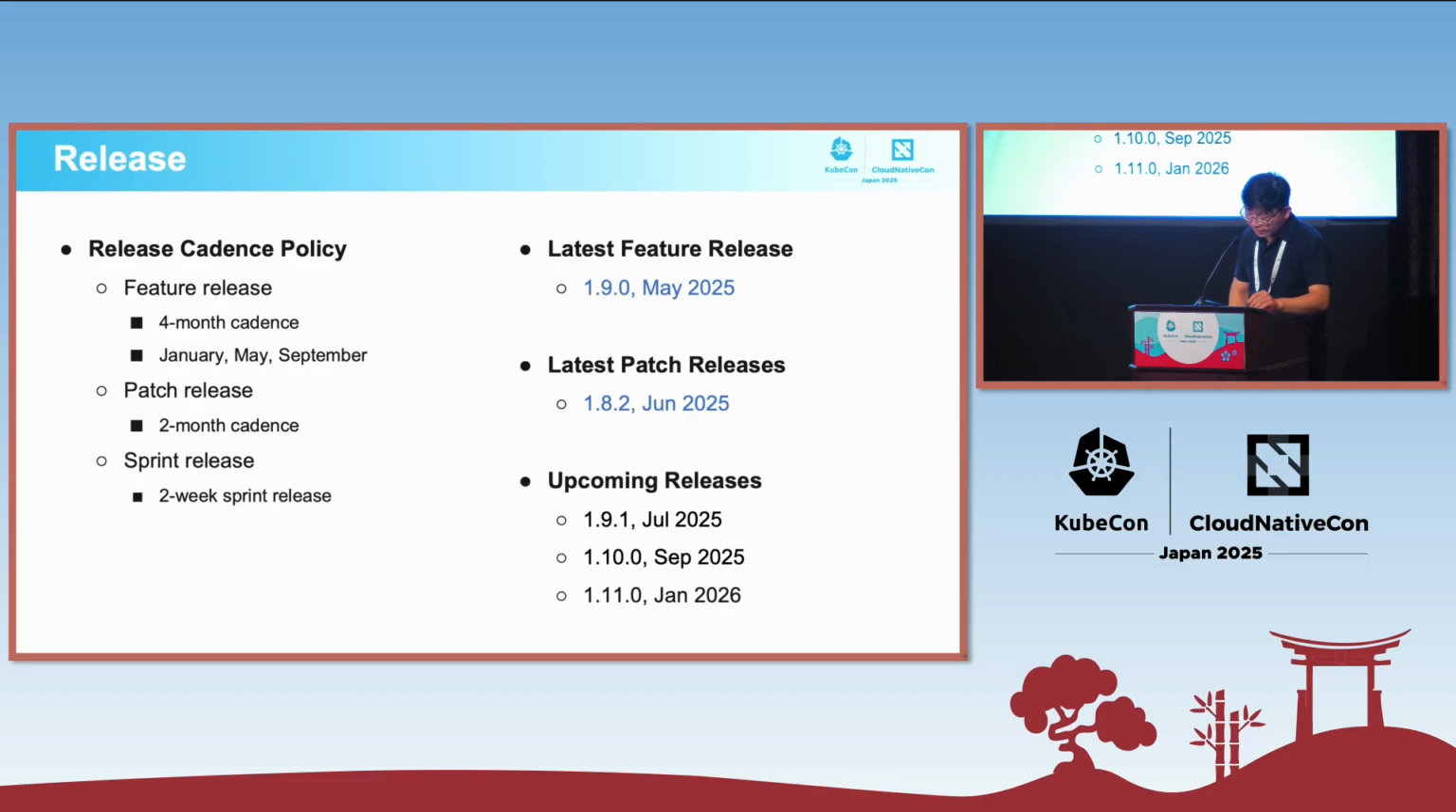So from the schedule, we just released 1.9.0 in this May. So we will release a patch release in July, 1.9.1. And we will release a new feature release in September, 1.10. And in addition to the feature release and patch release, we also release Spring images every 2 weeks to help us hunt the potential issues or regressions in Longhorn.